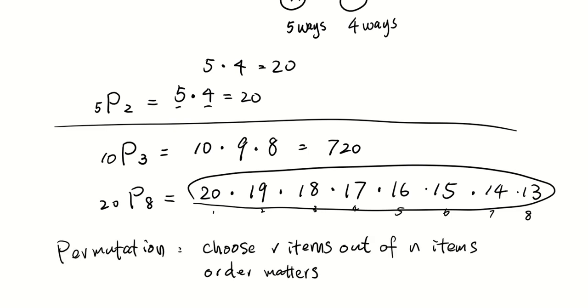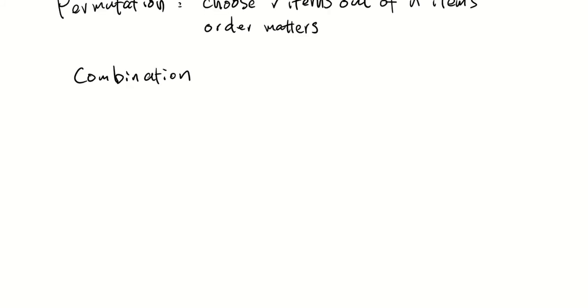To sum up, when do we use permutation? When you want to find the number of ways of choosing R items out of N items, and order matters. If you want to satisfy those conditions, you use permutation. Usually we want to compare permutation to combination.